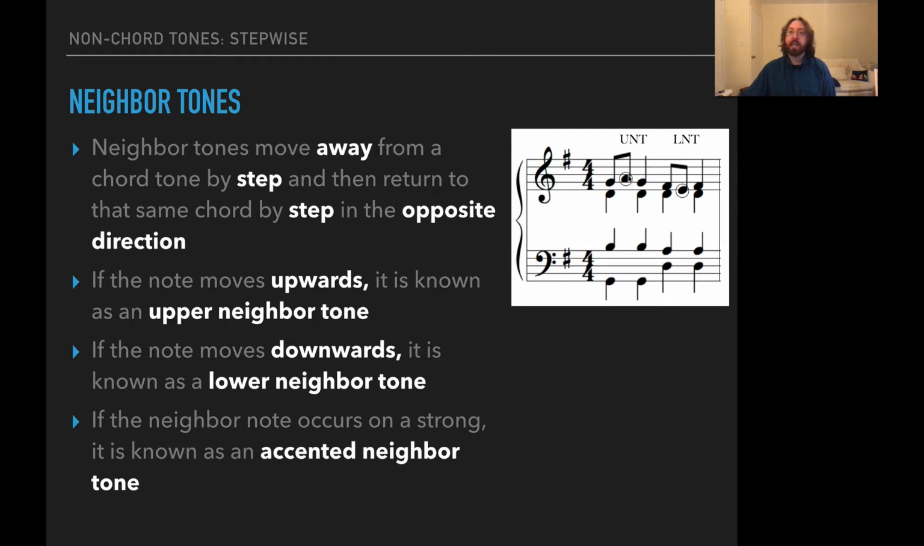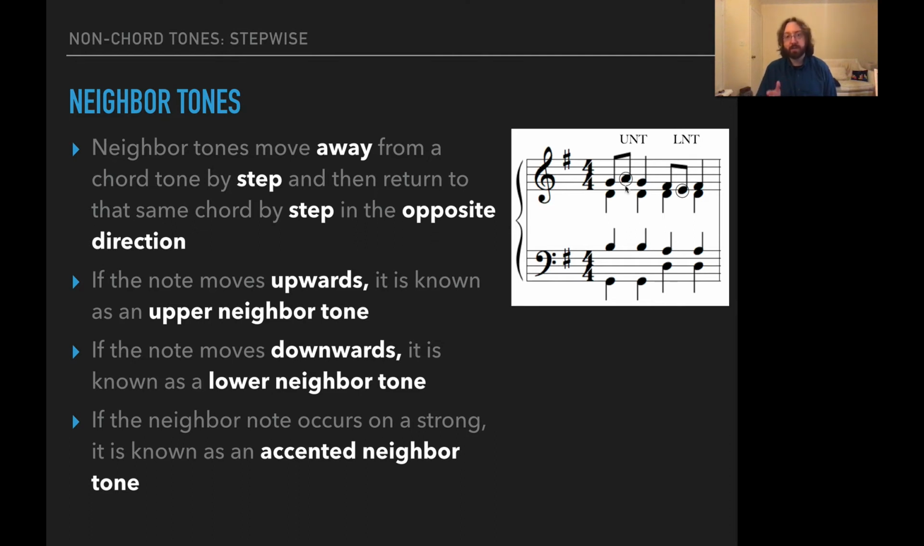Here, this A is not part of a G major chord. So we know it's a non-chord tone. It is not part of the chord. We circle it and observe that it goes up by step and then back down by step. It is a neighbor to the original note. So the fact that it went up first means that it's an upper neighbor tone.